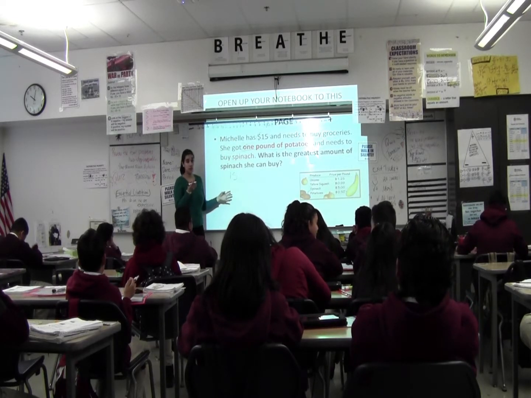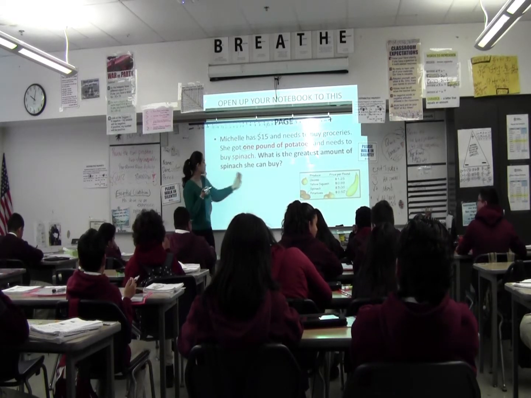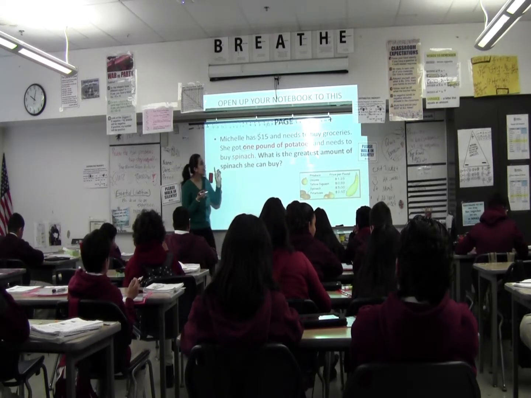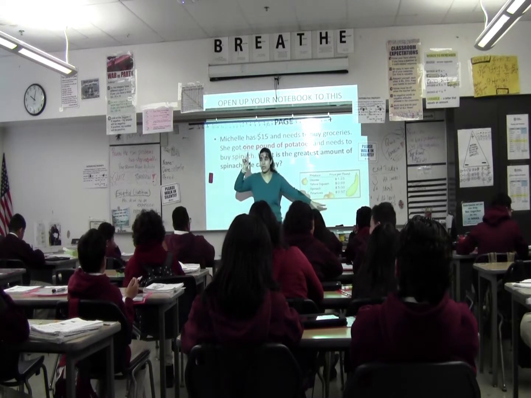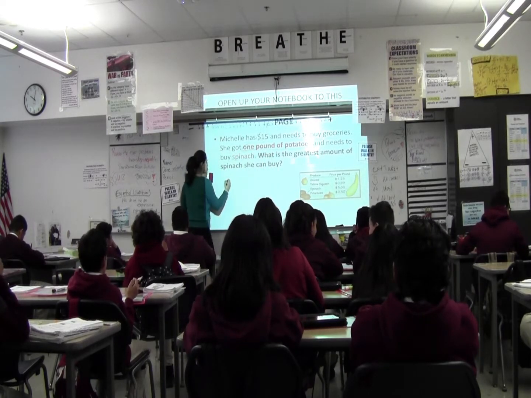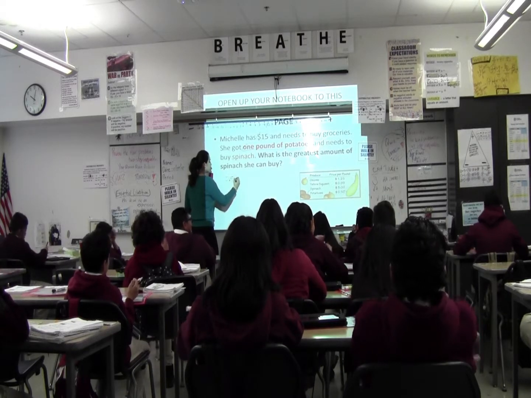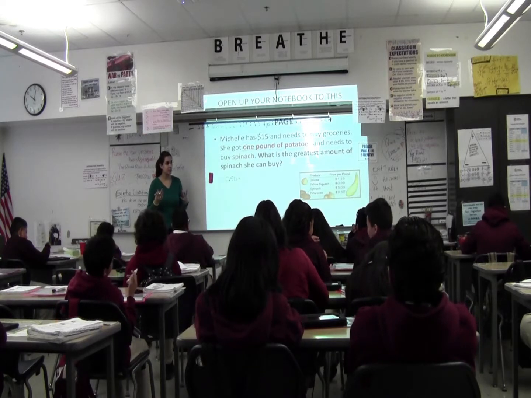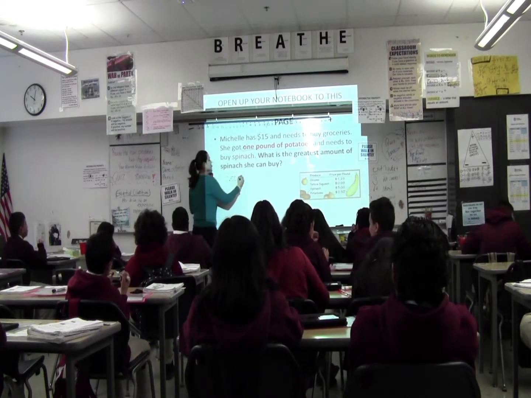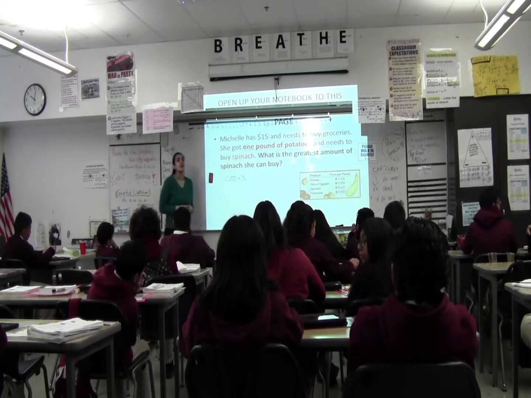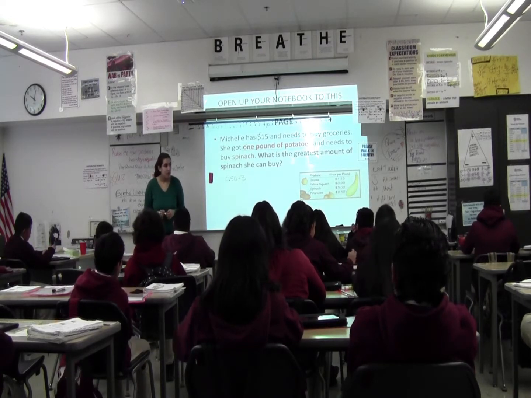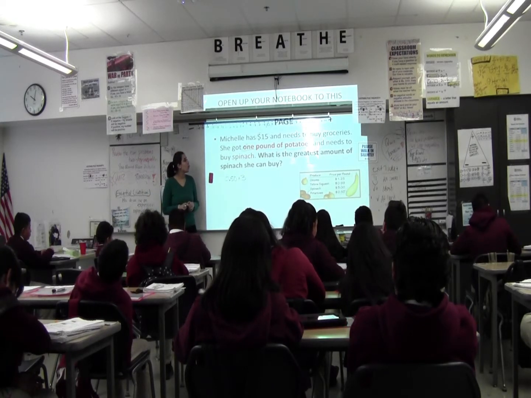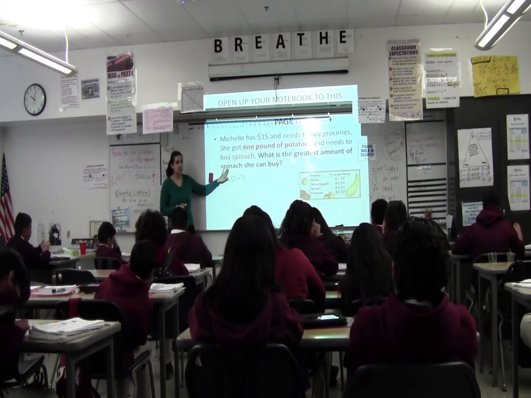So what do you think we should start with? The cost for the potatoes. So everybody, what is the cost for 1 pound of potatoes? 50 cents. And then, what are we going to add to that? $3. Okay? The question is asking, what is the greatest amount of spinach that she can buy?